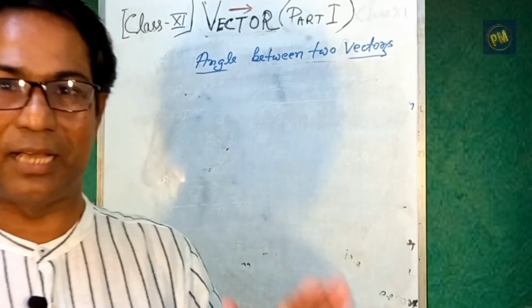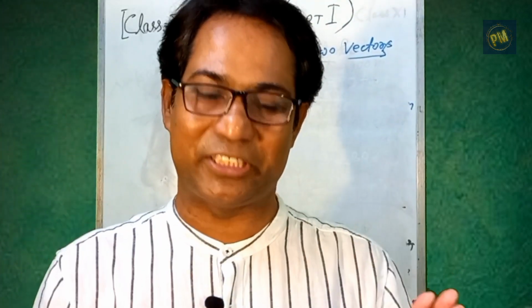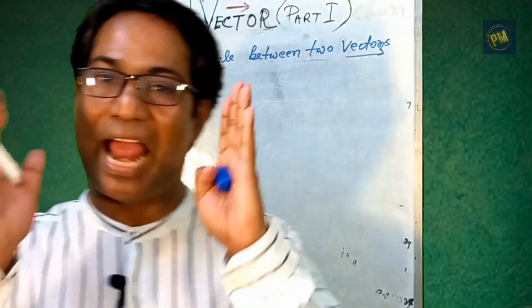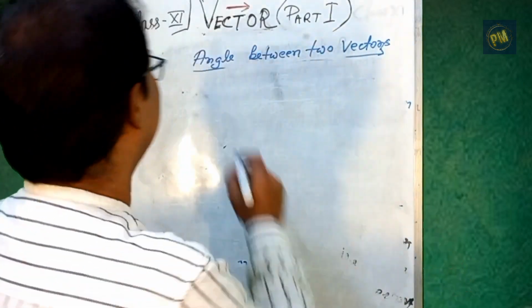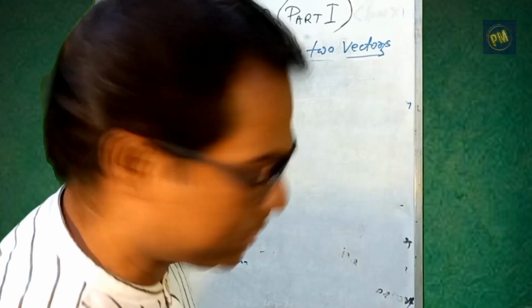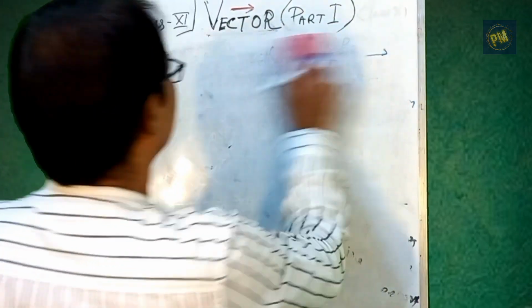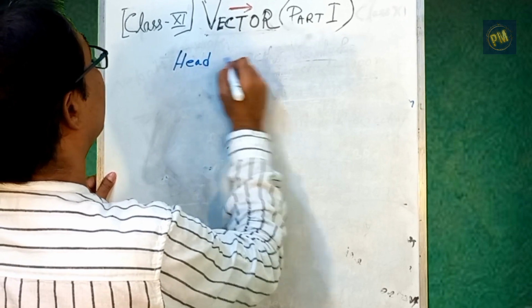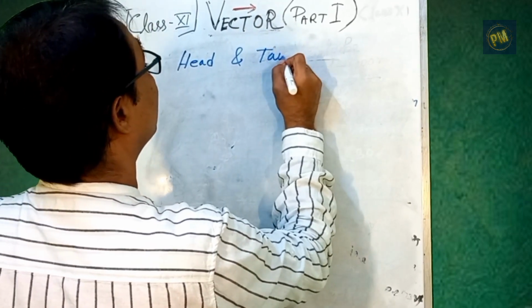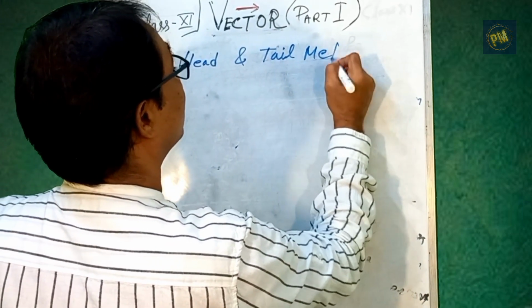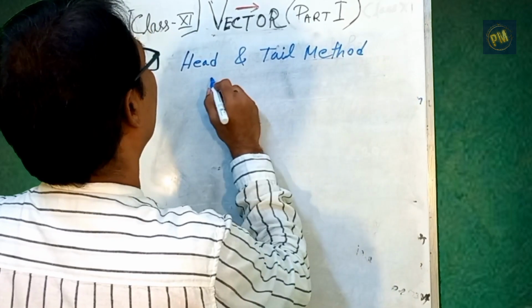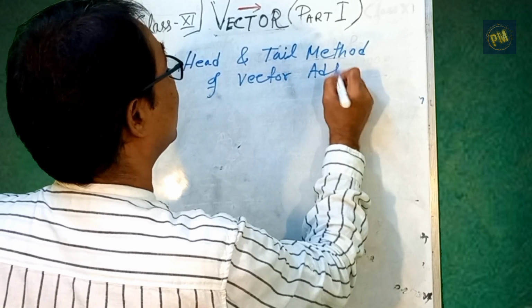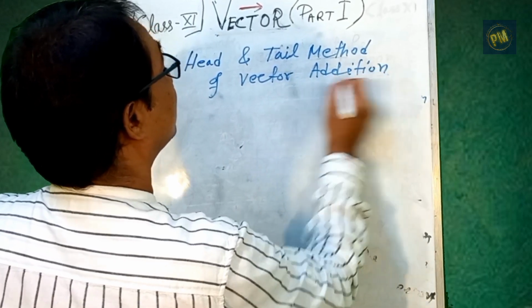Now we discuss the basic fundamental of addition of two vectors. That is the head and tail method. Head and tail method of vector addition.